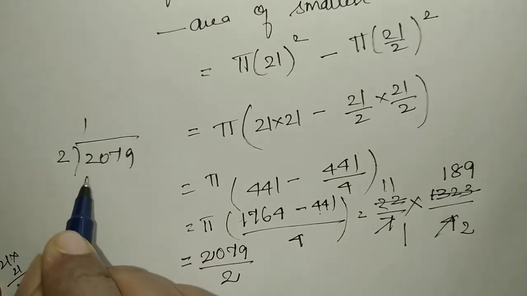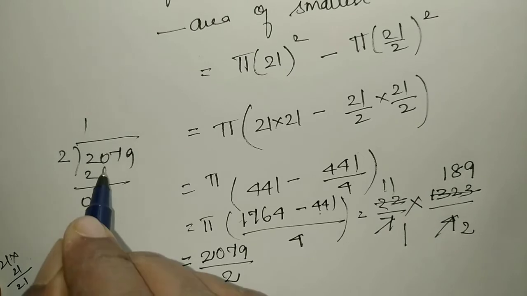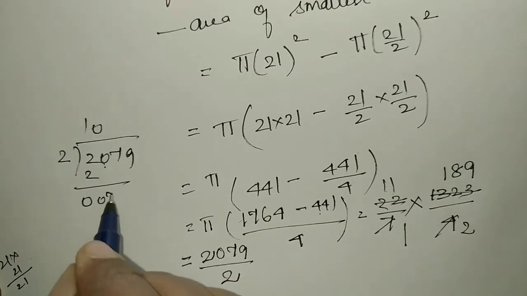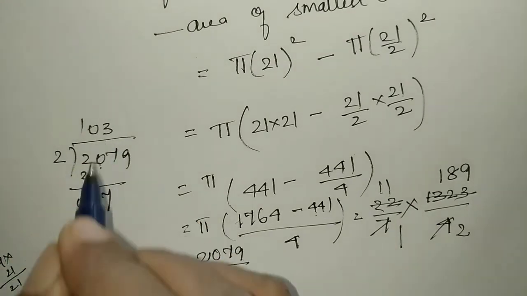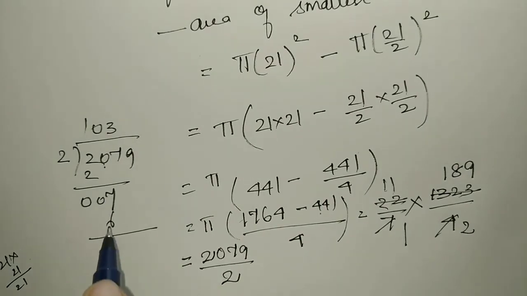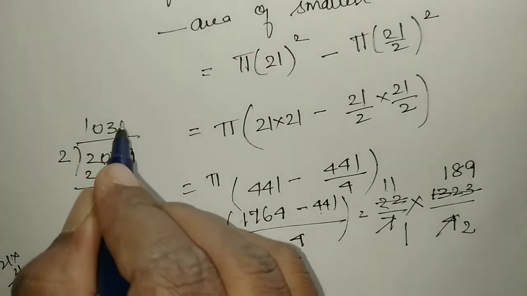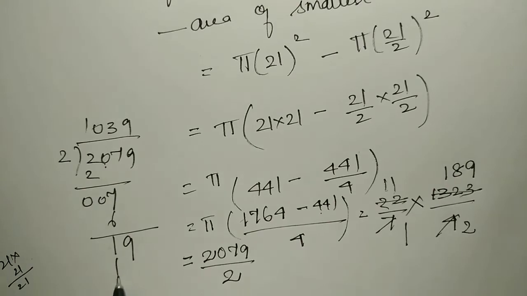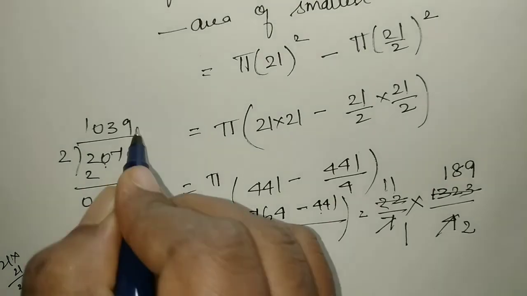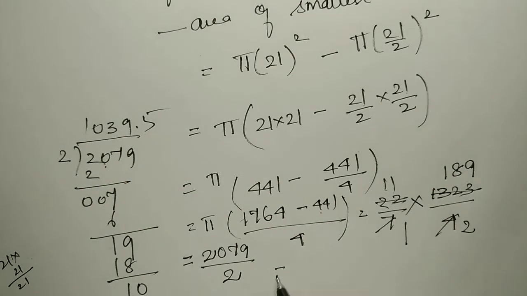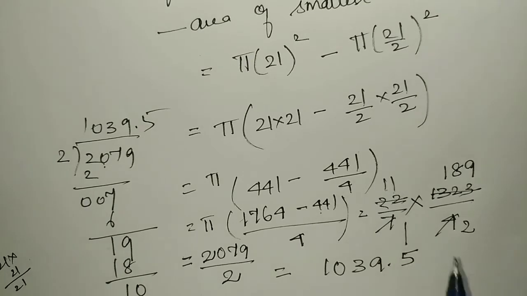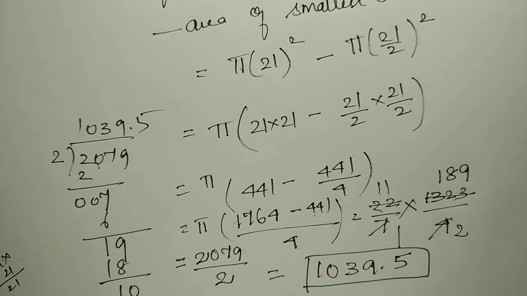Divide this one. 2079 divided by 2: 2 into 2079, 10 times, 0 will not go, put 0 as it is. 7 3 times 6, 7 minus 6 is 1, 19, 2 9s are 18, balance 1, 10.5. So the answer is 1039.5. This is the difference between the areas.